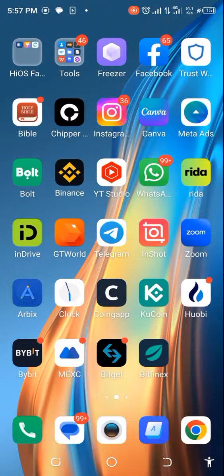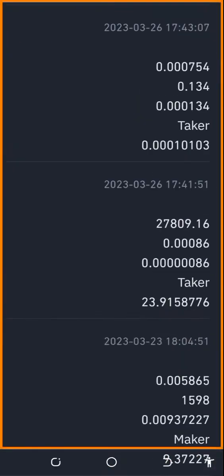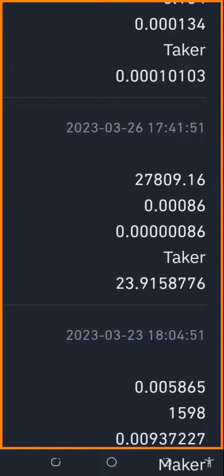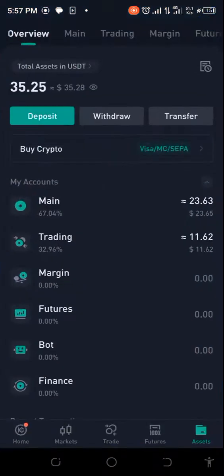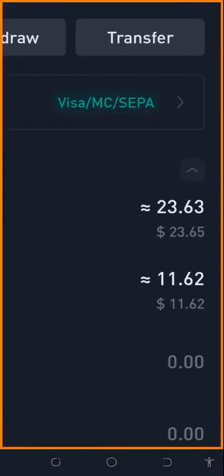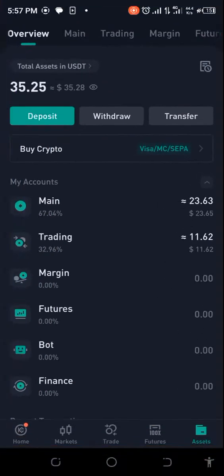Let me see what the fees are again. Was there a fee? Yes, there was a fee, a very small amount of fee. So let's just say 23.9. So let's go back to KuCoin and see what we have here. What we have returned is 23.65 or 23.63 approximately. Let's just say 23.6. So like about 30 cents or 25 cents.